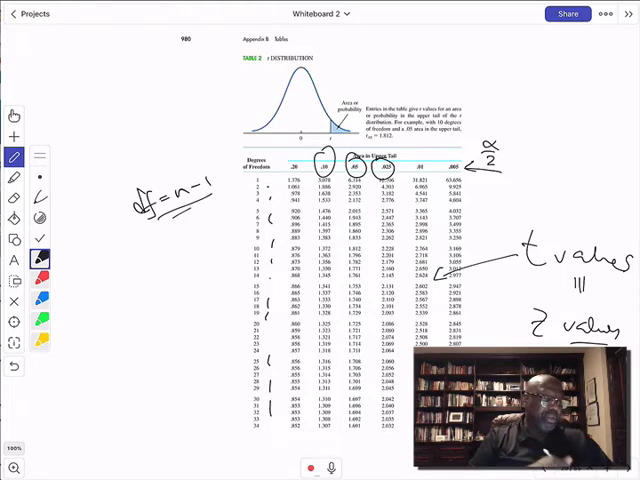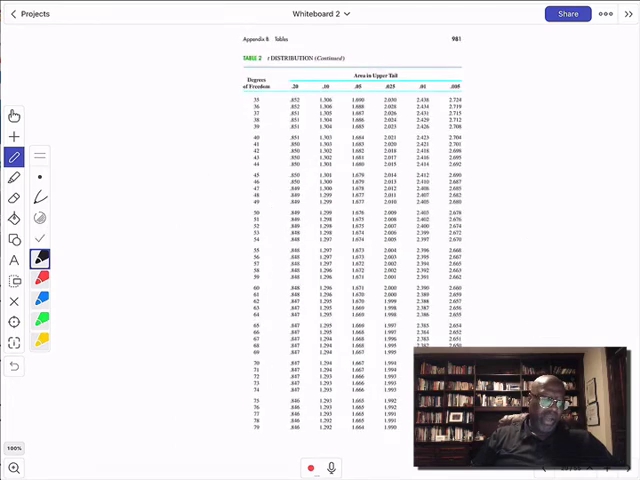So every degrees of freedom represents a different t distribution. And for the area in the tail, for that t distribution, it will give you the t values. All right? So we're going to work with that in a little while. So that's finding the confidence interval for a population mean with sigma known and sigma unknown.